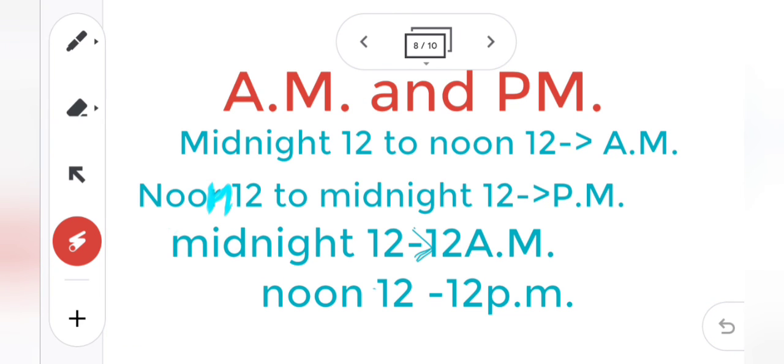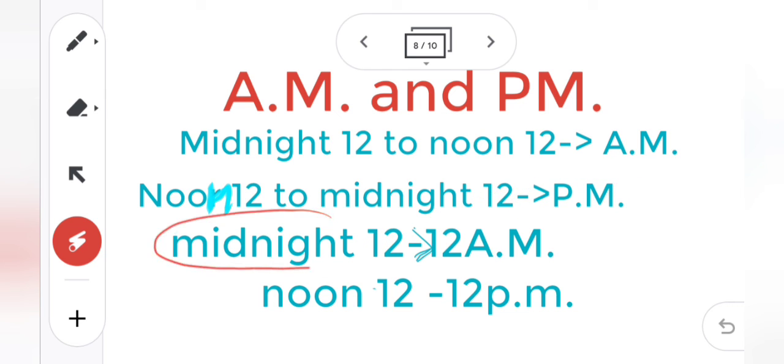Now let's see AM and PM. AM and PM is very easy. Midnight 12 o'clock to noon 12 is AM. At night time you are sleeping, and up to 12 noon you are in school. When you come to school, you have the middle break and your tiffin; up to that time it is AM. Again from noon 12 to midnight, when you are in deep sleep, that is the PM.